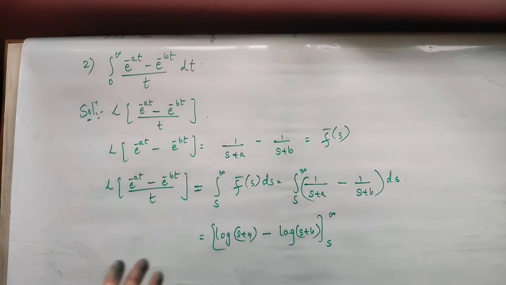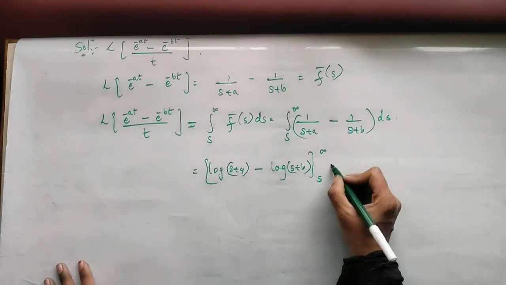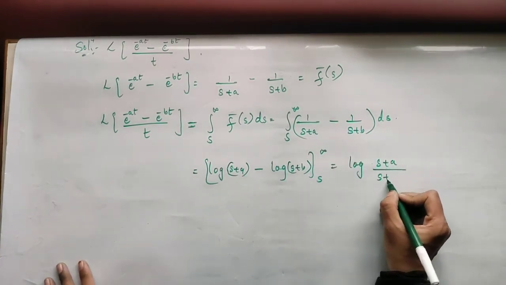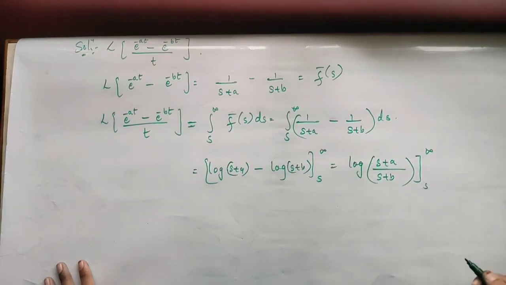Now it is as good as writing log of u minus log of v, which is log of u by v. Use the properties of logarithms here. So it is log of s plus a over s plus b with limits from s to infinity. Now again you cannot put infinity here. I have always explained, whenever it comes to infinity in such cases, you are going to take s common from both the numerator and the denominator and simplify it.